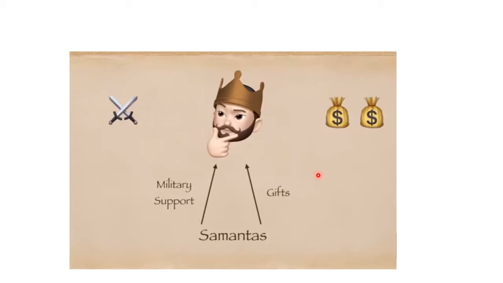And who were Samants? They were rich landlords or military chiefs. And these Samants then helped the king by giving military support, by giving him soldiers and weapons, and also giving money as gifts to the king to help him expand his territories.